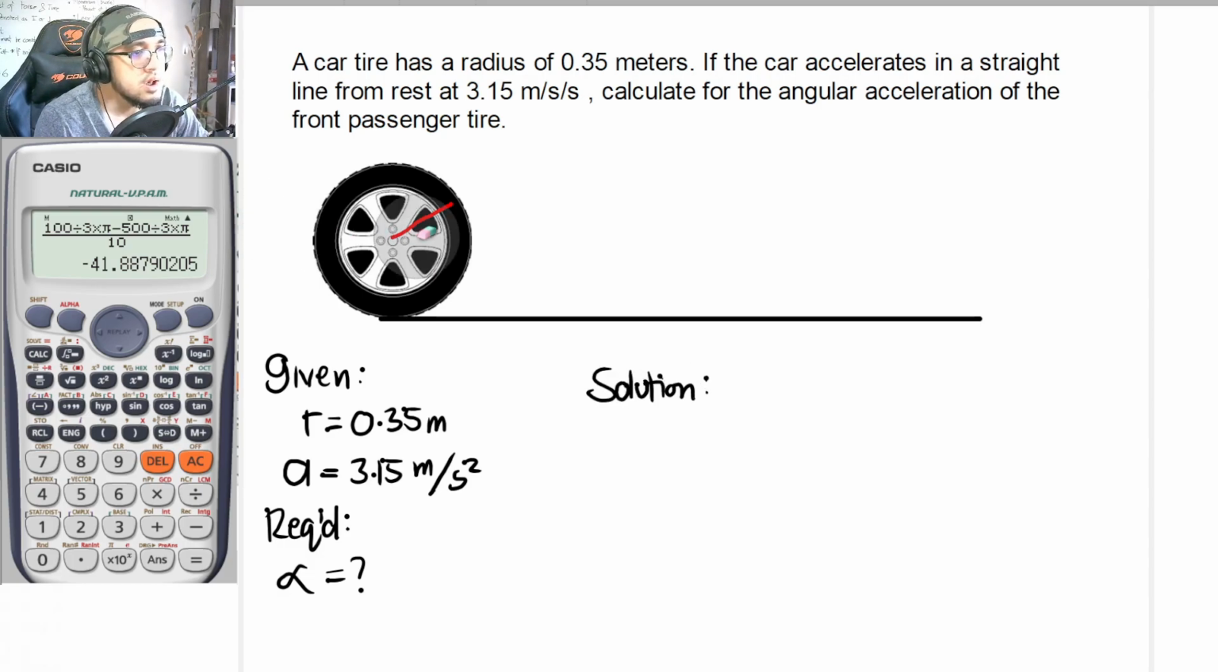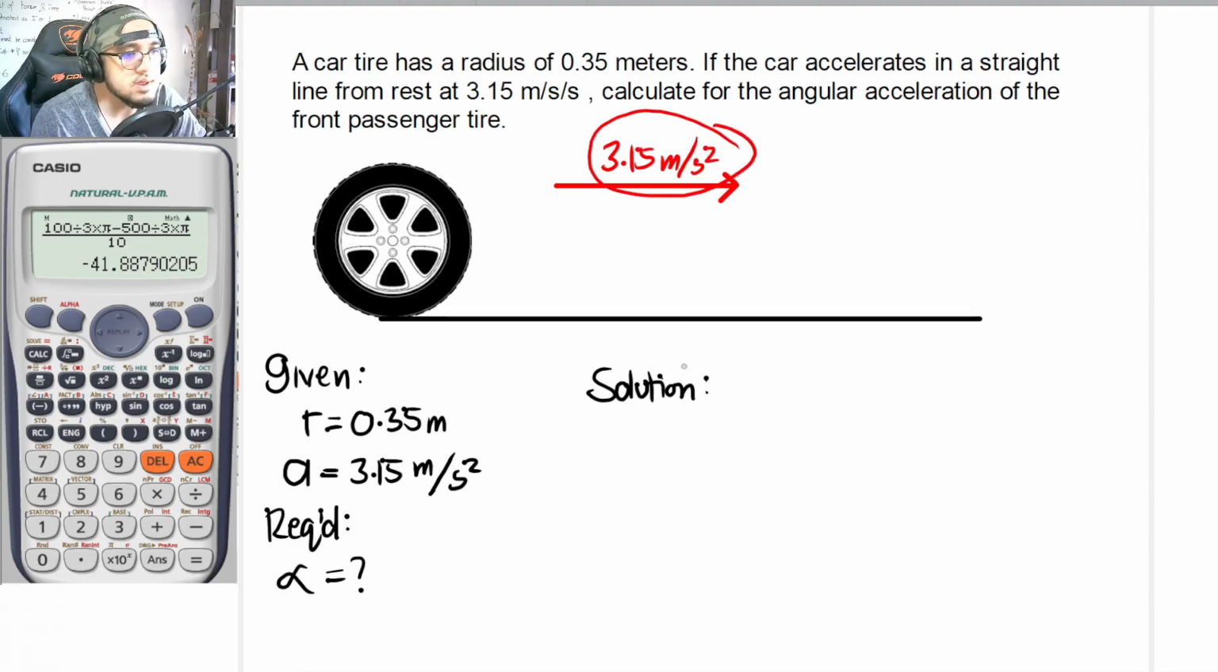in here it is said that the linear acceleration of the car with tire radius 0.35 meters is to be 3.15 meters per second squared. So how can we convert this into angular acceleration? Okay, so let's go back to this tire first.